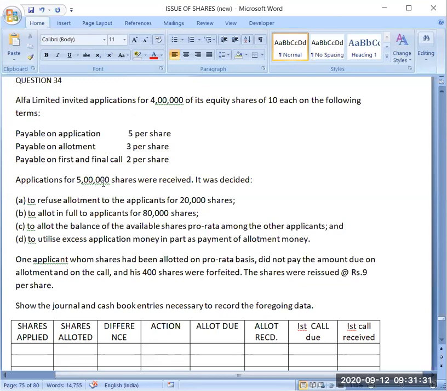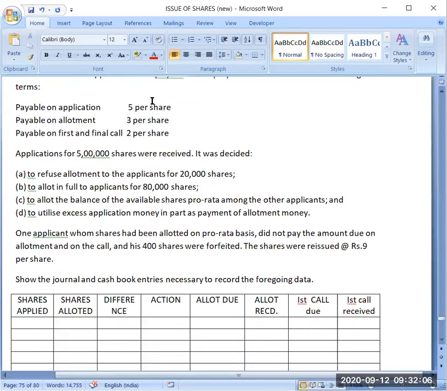Applications for 5 lakh shares were received. So we have received applications for 5 lakh shares, but how many shares can we allot? What is the maximum number of shares we can allot, however we are receiving applications for 5 lakh? Yes, very good. Obviously, when I have issued 4 lakh shares, I can allot only 4 lakh shares. I cannot go beyond that.